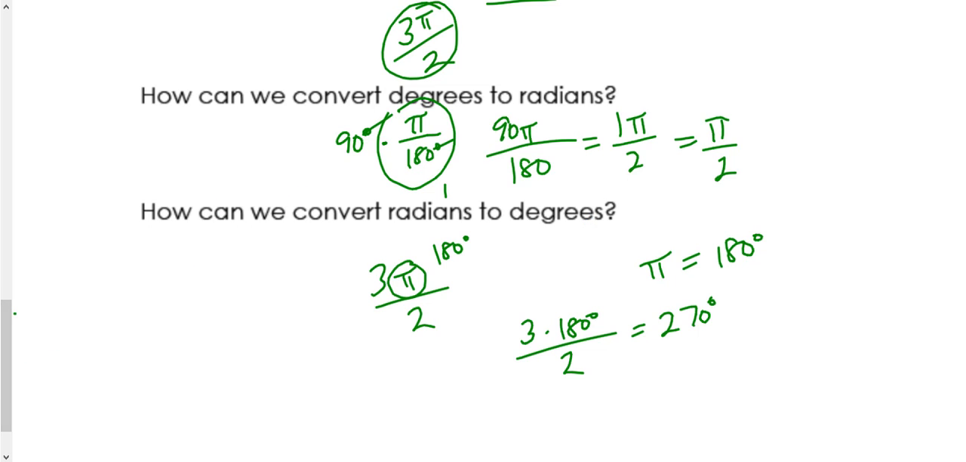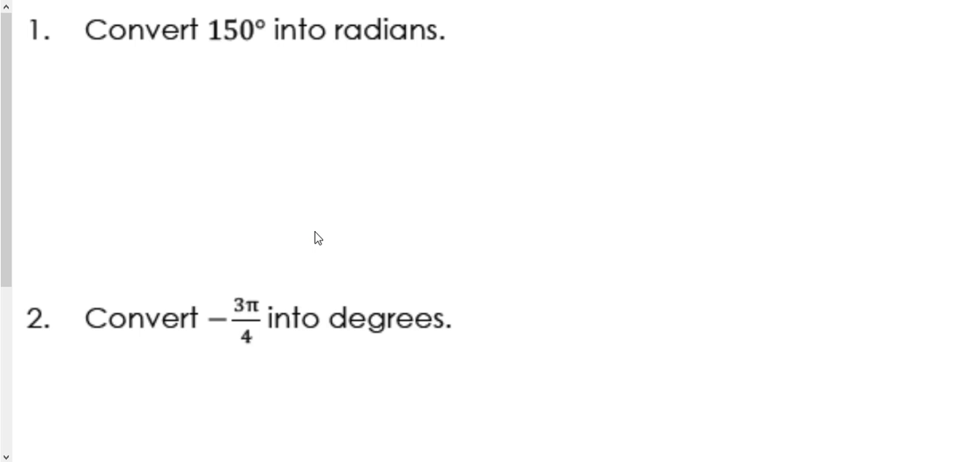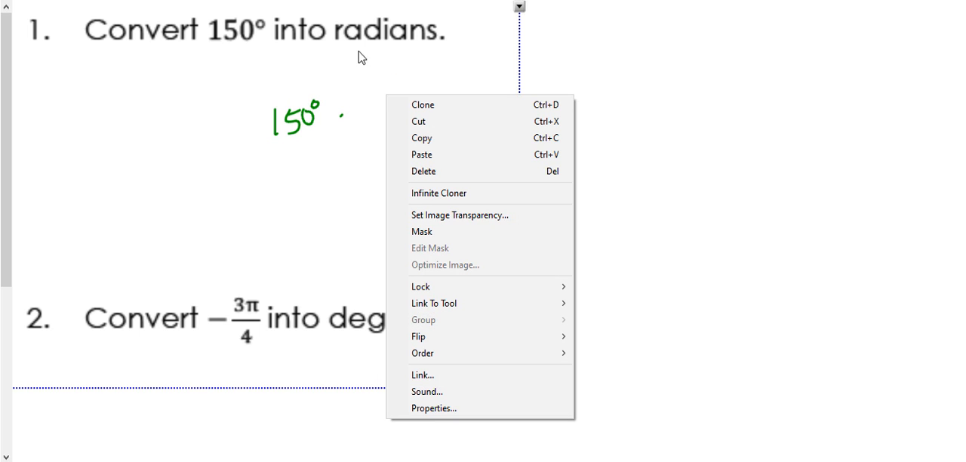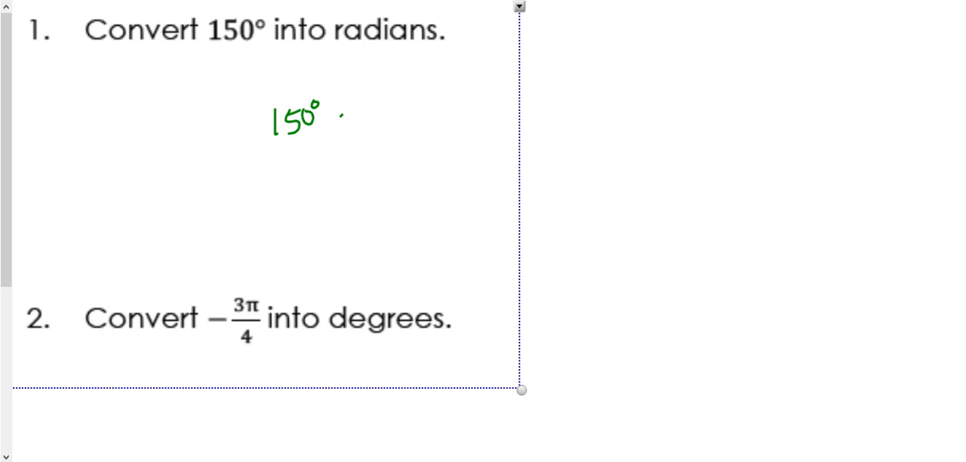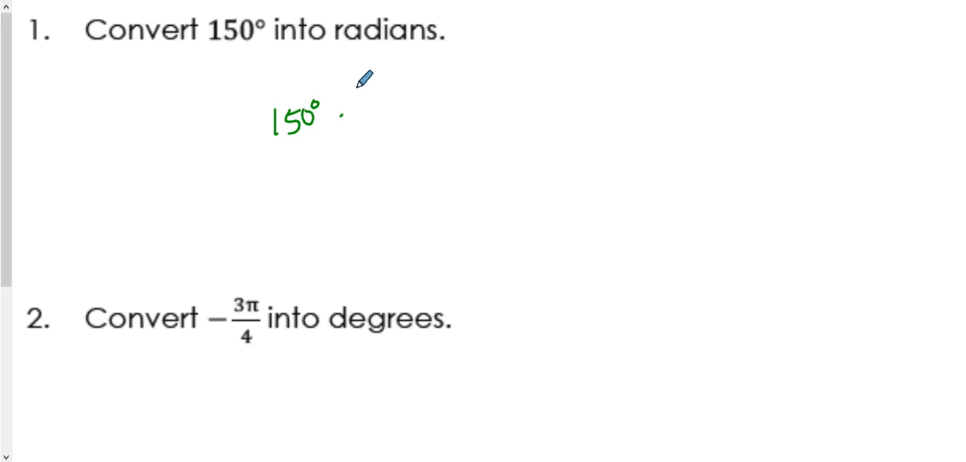All right. So here's a few to practice on. We'll do a couple together, and then if you want to pause the video and try a couple yourself, please do so. But first, they want us to convert 150 degrees into radians. To change degrees into radians, we take the degree measure and multiply it times pi over 180. So my degrees are going to get knocked out, and it's 150 pi over 180.